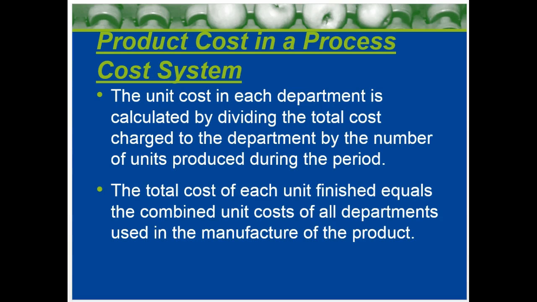As it says here, the unit cost of each department is calculated by dividing the total cost charged to the department by the number of units produced during the period, right?